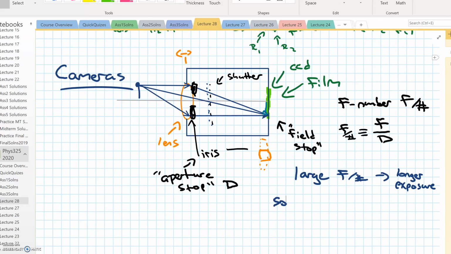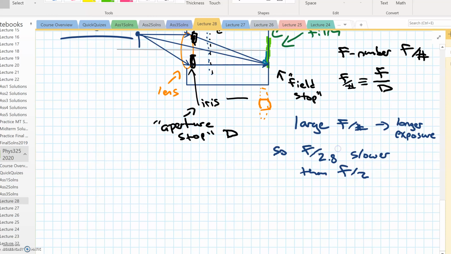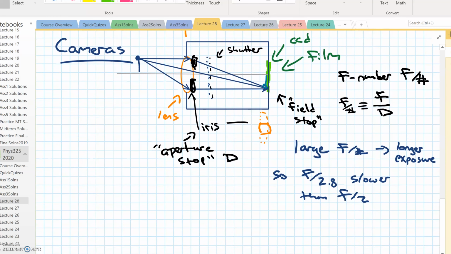So an F2.8 is slower than an F2 because you'll have to expose for longer to get the same amount of light. It actually does something else. There's another aspect of this F number which is very important for photography, and that's called the depth of field.